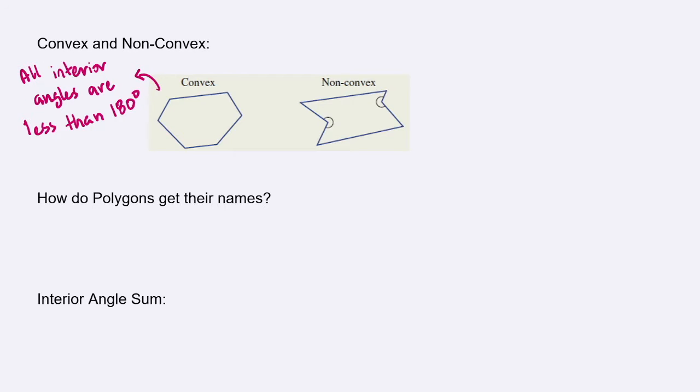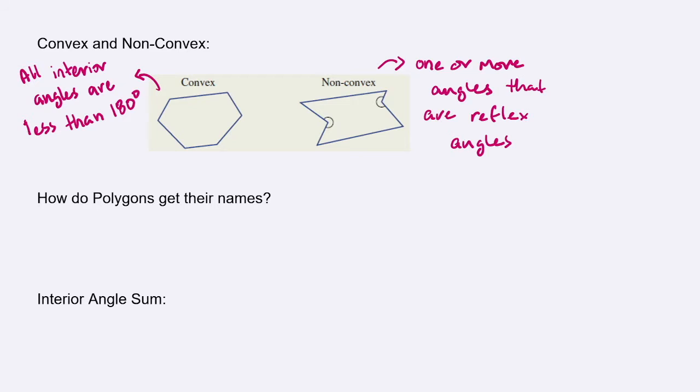Our non-convex polygons may have one or more angles that are reflex angles. That is, they are greater than 180, and this refers to the interior angles. So that's the ones inside.